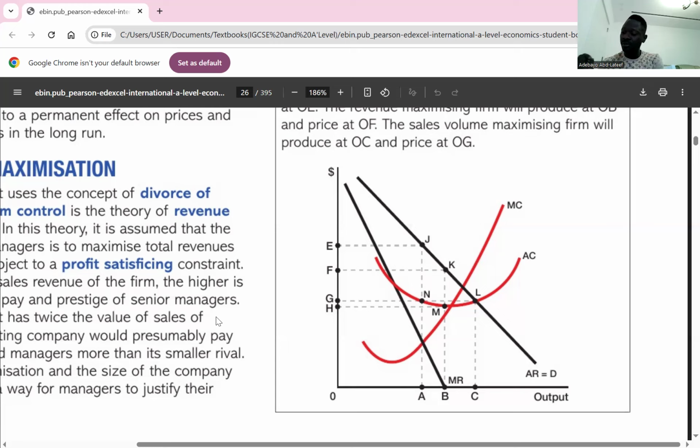I wrote that for profit maximization, a profit maximizing firm will produce at OA and sell at OE, where OE is the highest possible price in the market. This is achievable by producing at the lowest possible output, which I just explained.